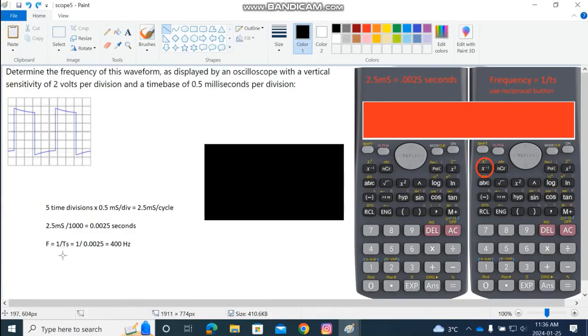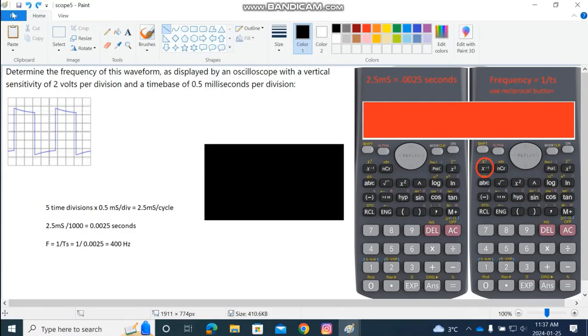Now, the formula for frequency is 1 over time in seconds, not 1 over time in milliseconds. So we have to factor in, what is my time for that cycle? Well, it is however many divisions times the value per division. So 1 over, we know that 2.5 milliseconds divided by 1,000 to get it to its base unit is 0.0025 seconds. And my frequency is going to be a function of my divisions times however many that I have here.